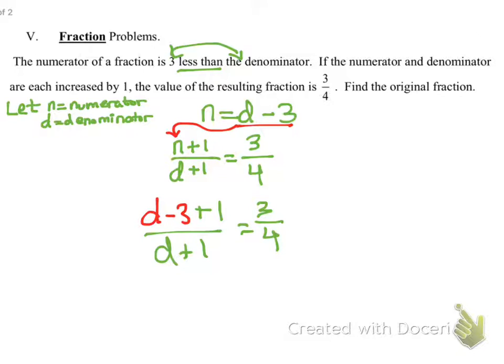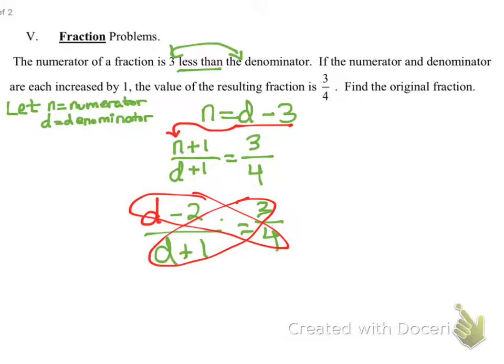And that actually simplifies to d minus 2, right? -3 plus 1 is -2. Now, how do we solve when two fractions are equal to one another? Well, hopefully you're thinking that you can cross multiply.